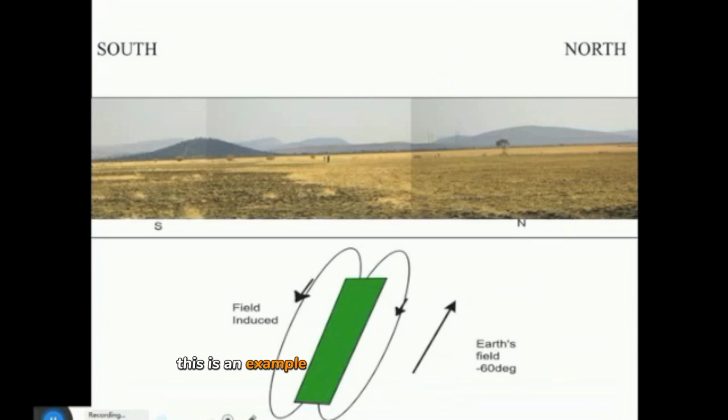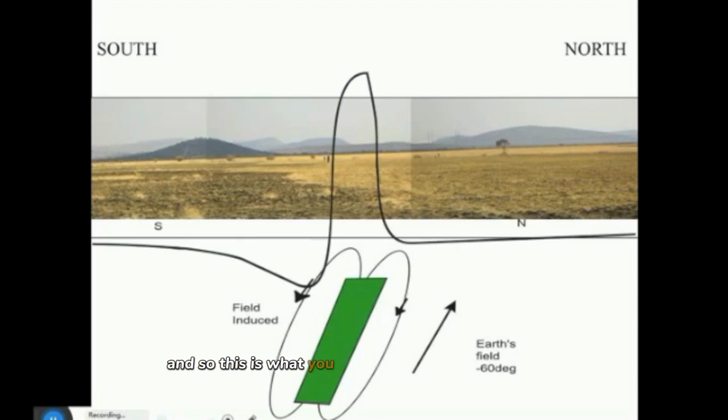This is an example of a dike intruded into the ground. And when you're taking measurements over a body, you're measuring two things, possibly three things. When you're measuring magnetics, you're measuring the Earth's magnetic field at that place. And so we all know that Earth's got a magnetic field due to the rotating core, and it varies over time. And then that field induces a field in this dike. And so the dike itself has its own magnetic field, or own field lines. And so this is what you actually measure for your dike.